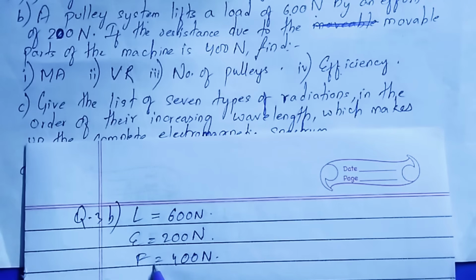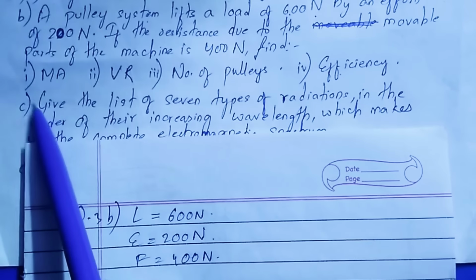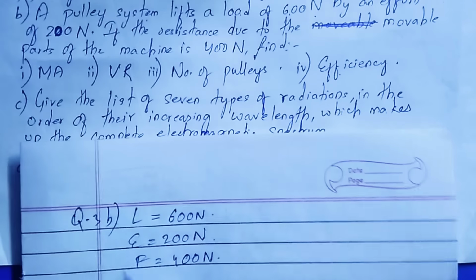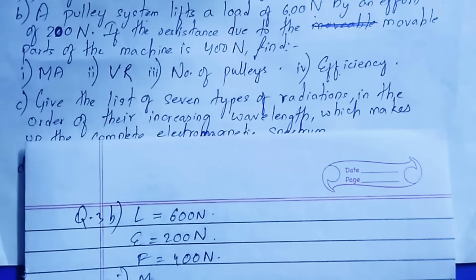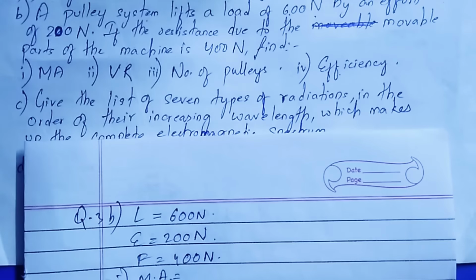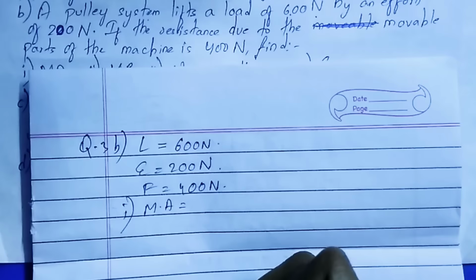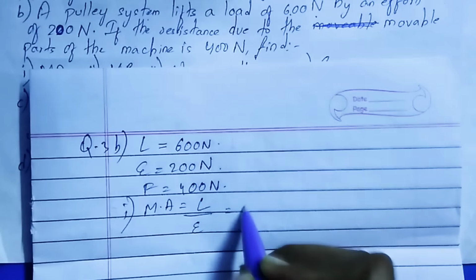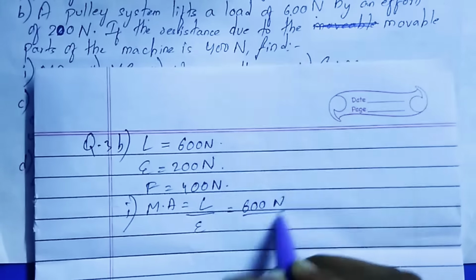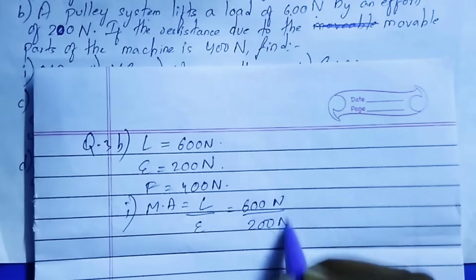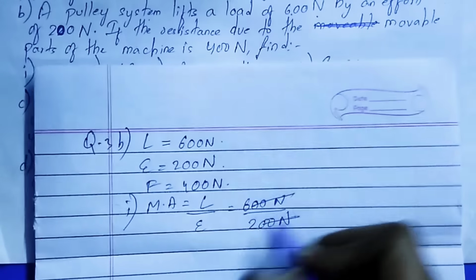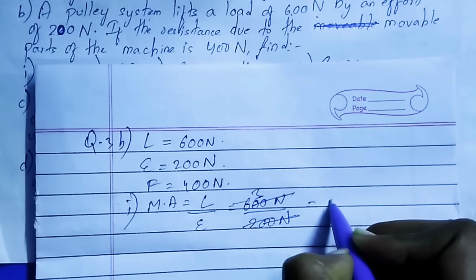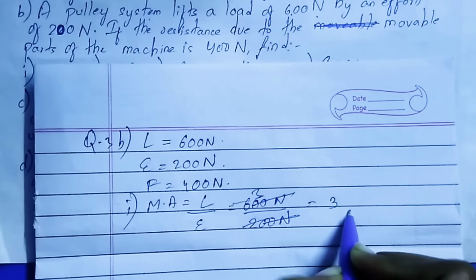Now, mechanical advantage. You need to find out mechanical advantage. So the mechanical advantage formula, MA, is load by effort. Load is 600 Newton and effort is 200, so mechanical advantage is equal to 3.